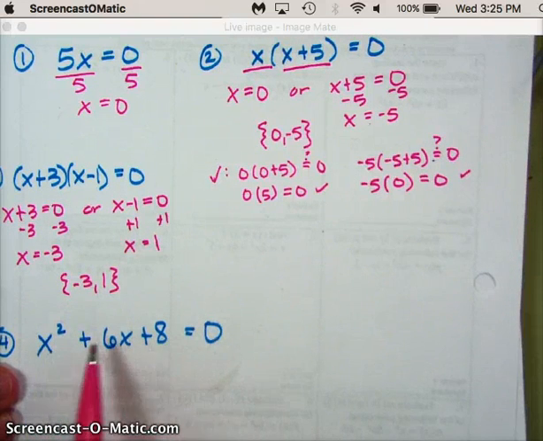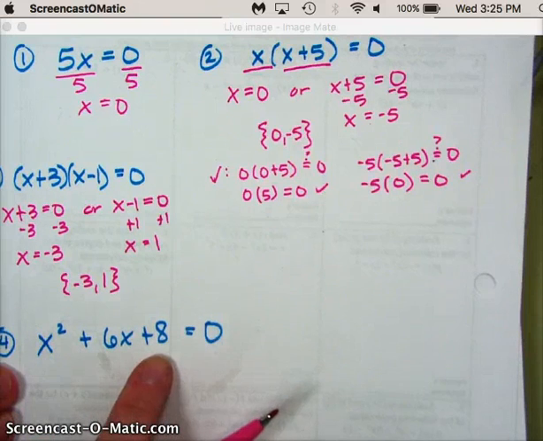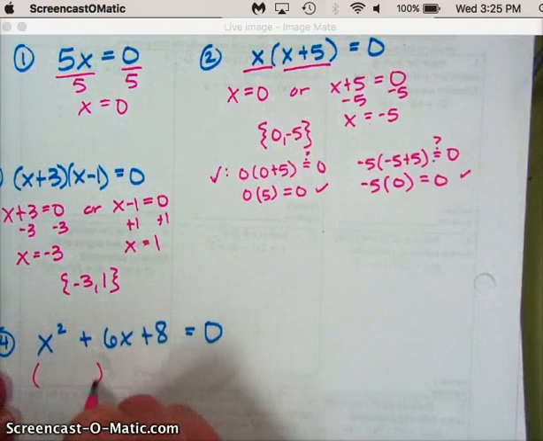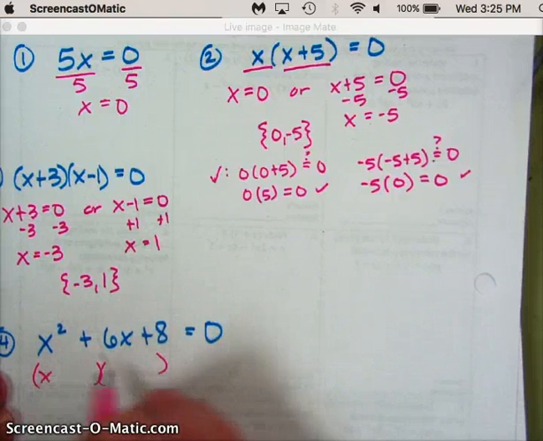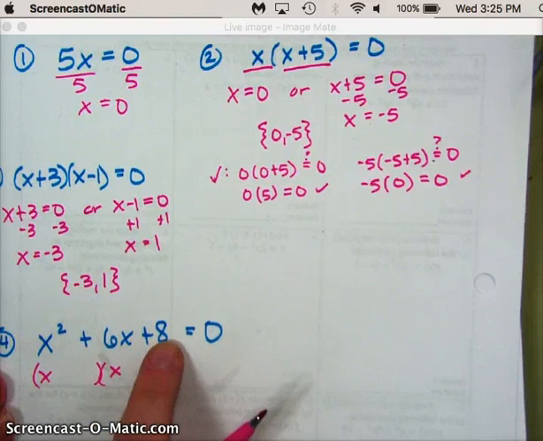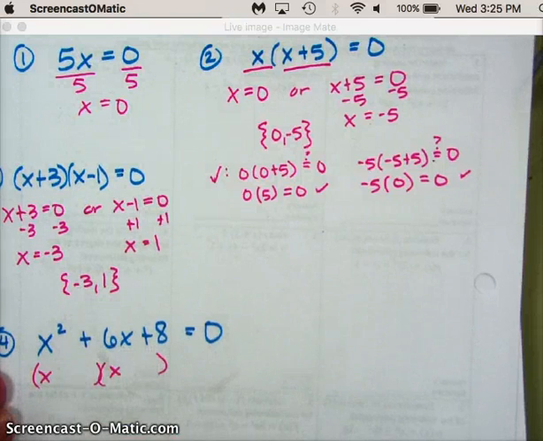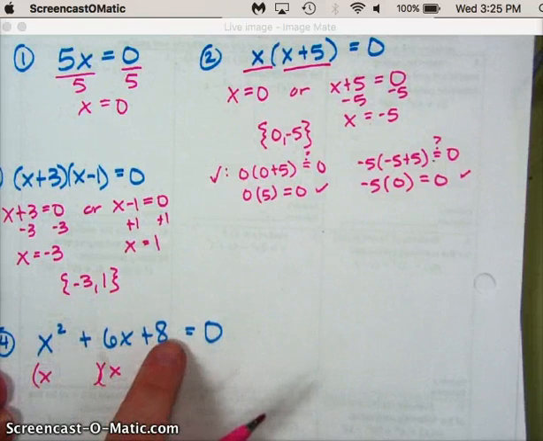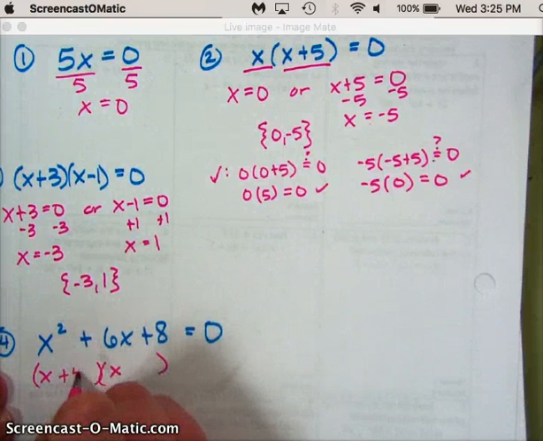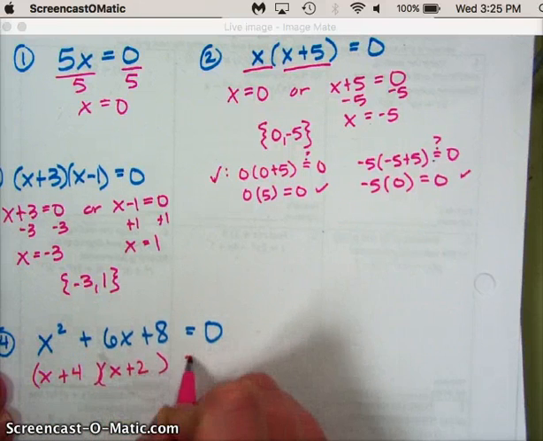We want to factor x squared plus 6x plus 8. So this is a trinomial, and there's no greatest common factor. So we're going to set up our factor pairs and look for a factor pair of 8 that will add to 6. So what two numbers will multiply to 8 and add to 6? We get 4 and 2. So we get plus 4 and plus 2.